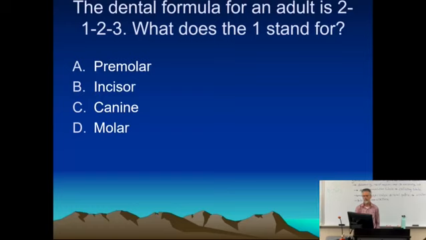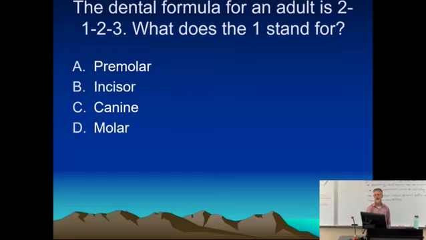So this dental formula that goes 2, 1, 2, 3 reminds us of our different tooth types. And each type contributes a little bit, right? Biting pieces off, grinding things, etc. So when we're talking about the one that we see here in this 2, 1, 2, 3, what type of tooth is that referencing?